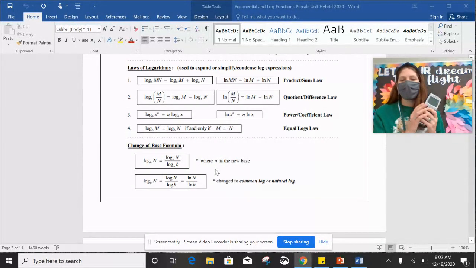Change of base is on the newer calculators. This formula is already programmed in, so I'll show you that in class. But here's your change of base. Basically, you have buttons for base 10 and base e on your calculator. This is how you can find or evaluate the logarithm of any base.